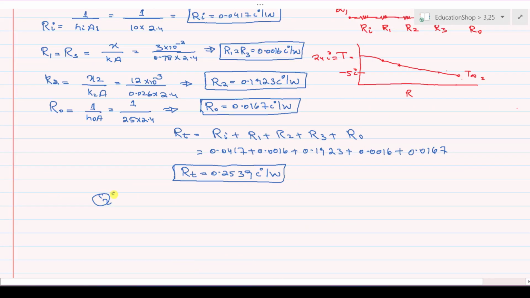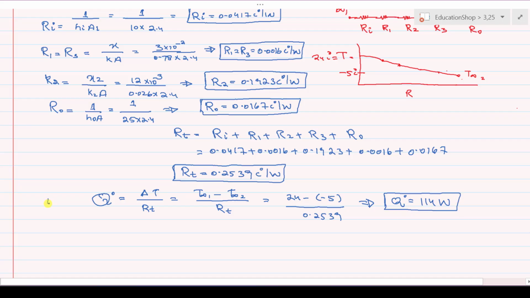Now the amount of heat transfer through this double pane window is equal to the change in temperature divided by the total resistance between these two temperatures. Inside temperature 24 centigrade minus outside temperature -5 centigrade, divided by total resistance 0.2539. Simply do this on a calculator and you will get the total heat transfer through this double pane window, that is 115 watts. This is our first requirement.